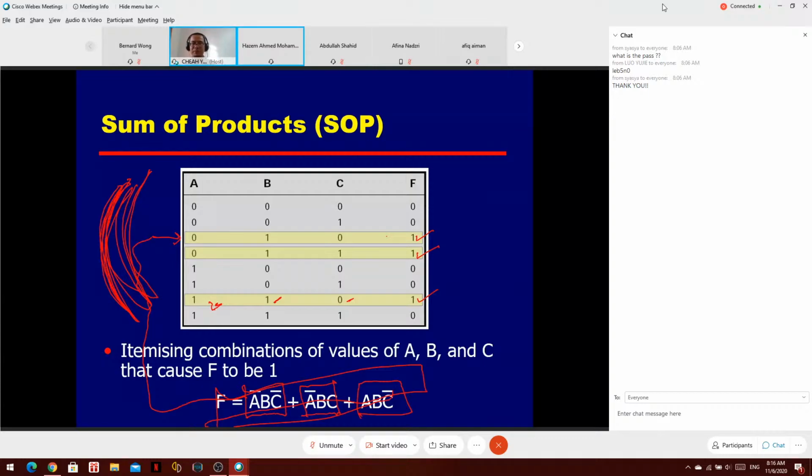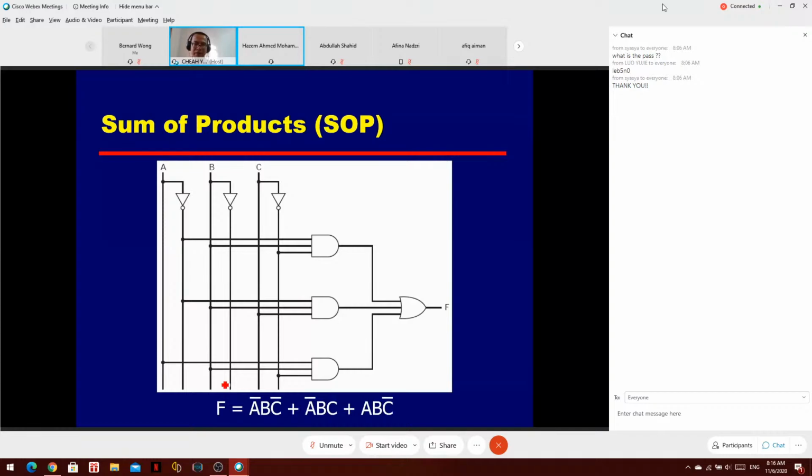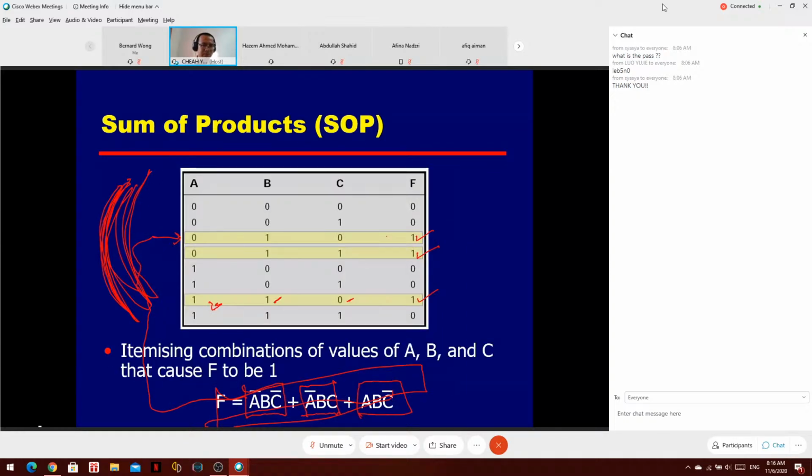So for example, in this case, if A is zero, let's just look at this one. Let me just erase this whole thing. Take your time.